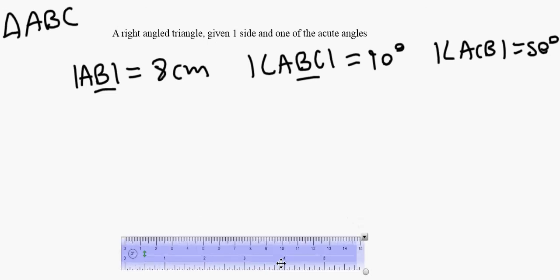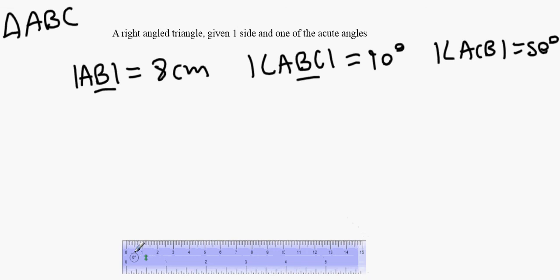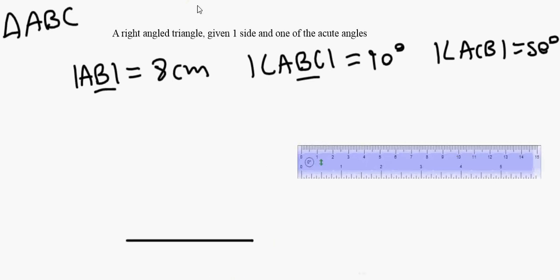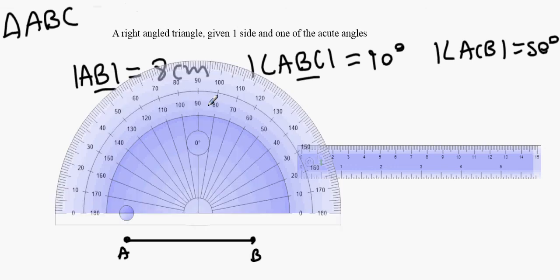So part 1, we're going to draw our 8 centimeter long line. Just make sure it's exactly 8 centimeters. Okay, so this is the line AB. Now what we know about the point B is it's a 90-degree angle, so we just get our protractor out and draw it so it's 90 degrees.